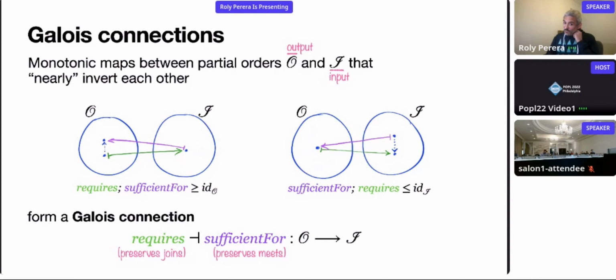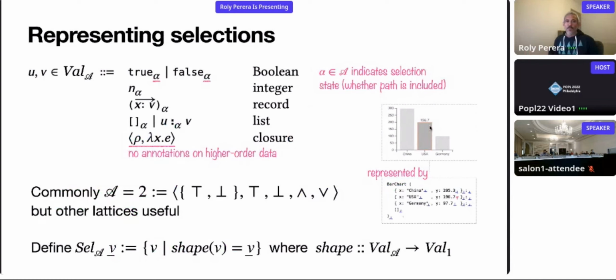And let's see now how we can concretely represent selections. So the idea is to annotate every path in a value with a selection state alpha. The most basic case is when the selection state is a single bit indicating whether the path is included in the selection. But it's useful to allow alpha to be chosen from other lattices. For example, we can use a vector of bits to represent multiple selections simultaneously. So using this Boolean lattice, we can represent the bar chart selection as this data structure, which is a list of records where the Y field of one of the records is tagged with true or top, and all the other fields of the remaining records are tagged with bottom.